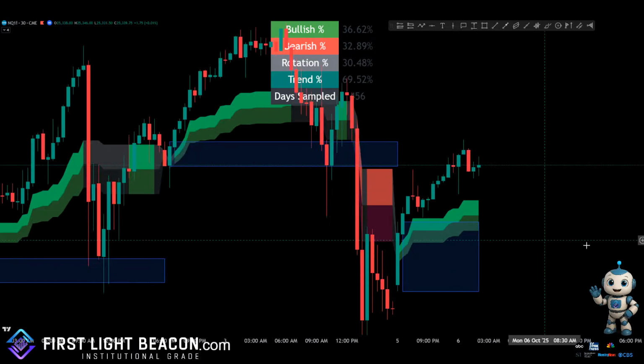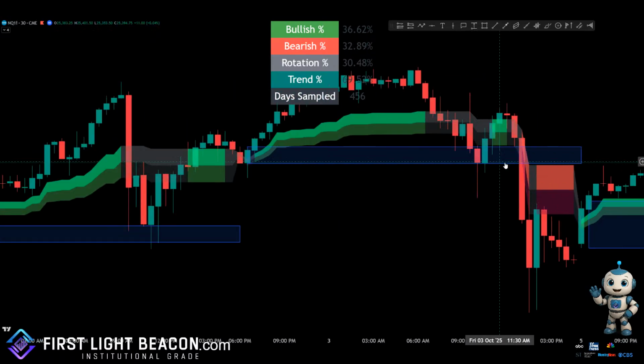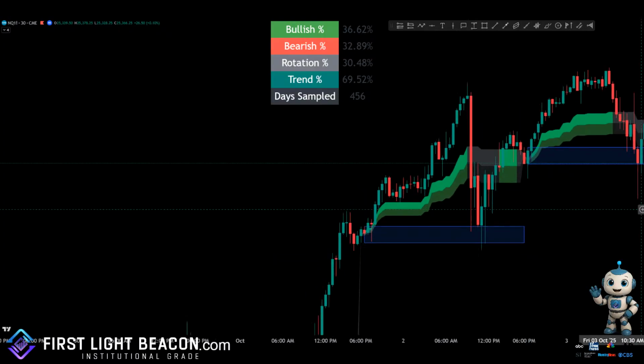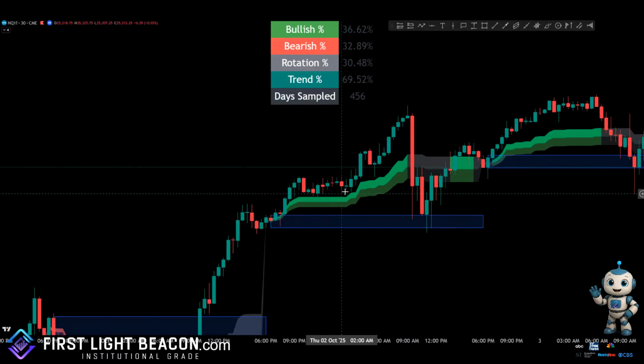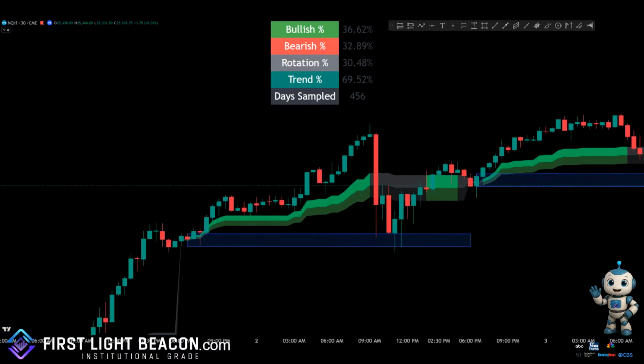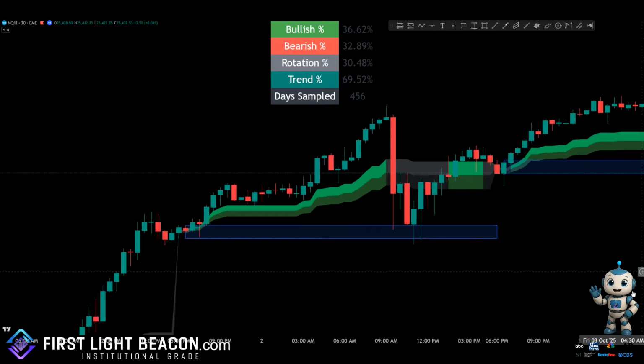If it stays that way and the daily FLB doesn't dump through the zone like it did right here, it's going to consider that a bullish day. And for example, this is bullish, price crashes down and then whips back up. The daily zone didn't move. So what does that mean?